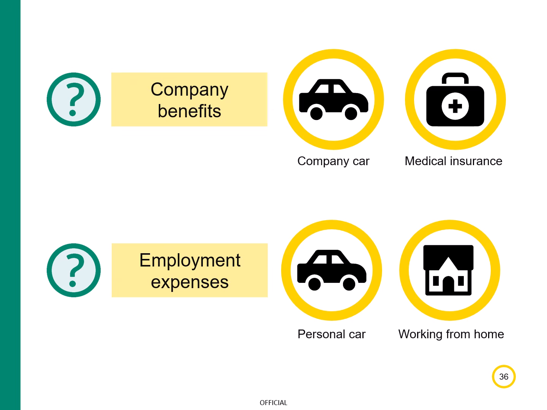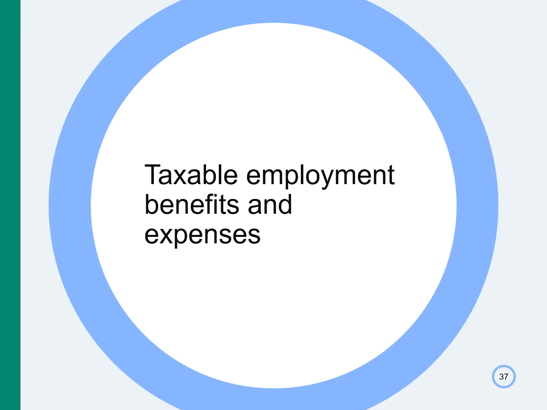Examples of company benefits are a company car or private medical insurance provided by your employer. Expenses you may be claiming could include the cost of using your own car for work or expenses for working from home. If you answer yes to either of these last two questions, you'll get an additional page for each question. So let's look at how you tell us about any taxable benefits and expenses on your tax return.